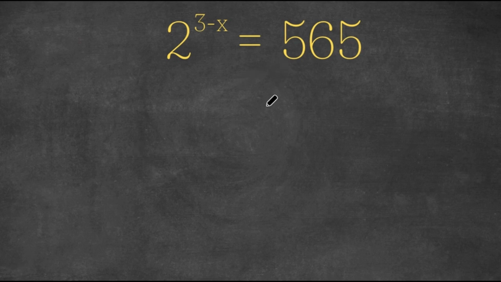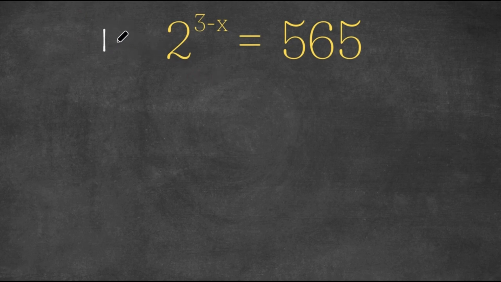In today's video, I'm going to be teaching you guys how to solve this exponential equation. So we have 2 to the power of 3 minus x equals 565. And what I want to do is get rid of this base and keep the exponent. To cancel out an exponent, what we need to do is take the inverse of the exponent. And the inverse of an exponent is a log.